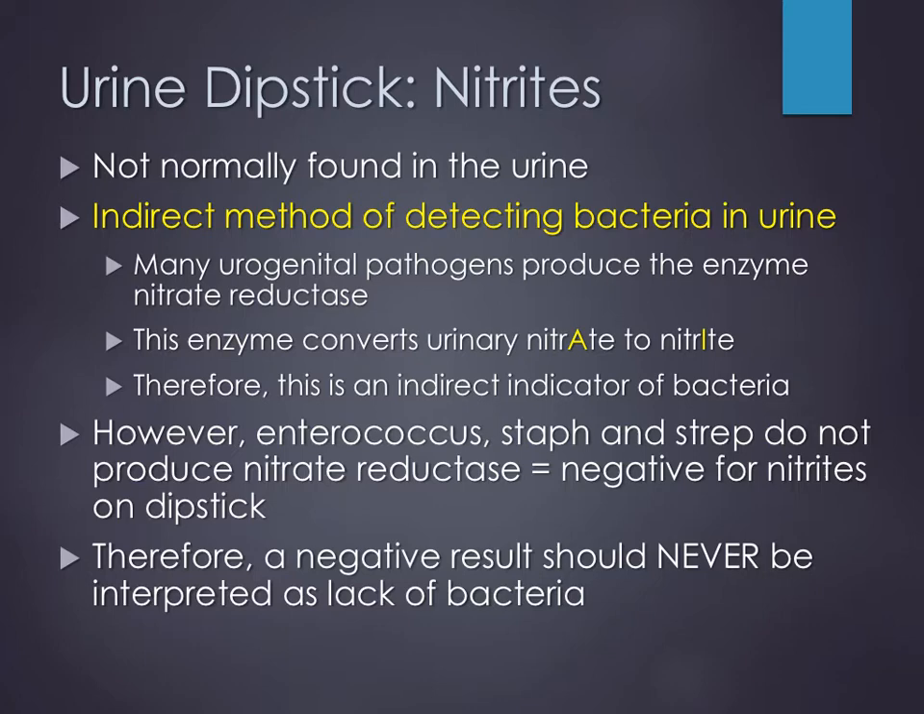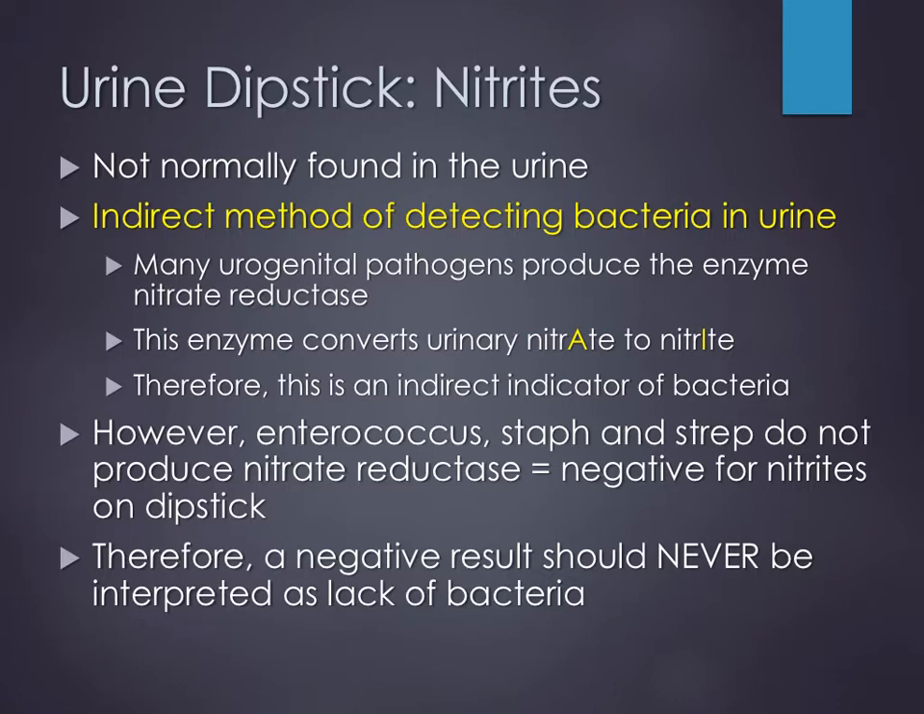Okay, nitrites. These are not normally found in urine, and they are considered an indirect method of detecting bacteria in the urine. There's a lot of urogenital pathogens that produce the enzyme nitrate reductase. This enzyme converts urinary nitrate to nitrite. Therefore, we consider this to be an indirect indicator of bacteria. However, organisms such as Enterococcus, Staph, and Strep don't produce nitrate reductase. So you're not going to get a positive nitrite on your dipstick.